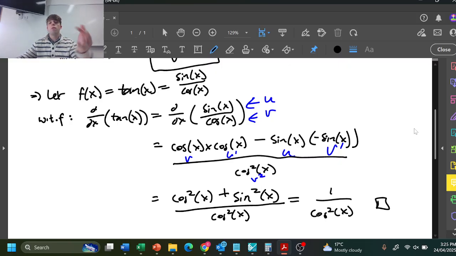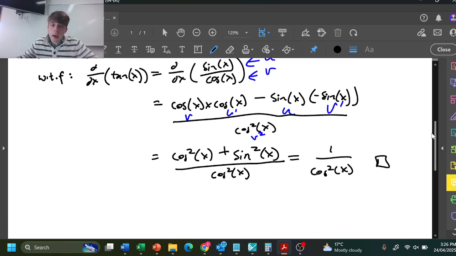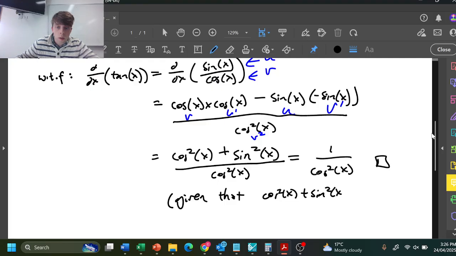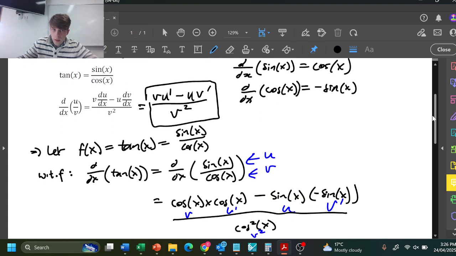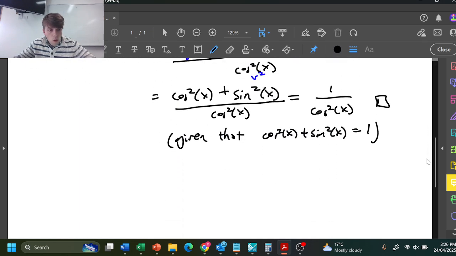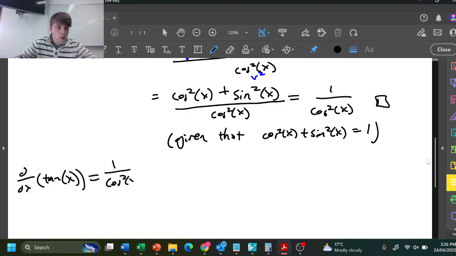So that's the objective. We've shown that the derivative of tan is equal to 1 over cosine squared x, provided that you understand what the quotient rule is, and also you know these trig identities. For example, we know that cosine squared x plus sine squared x is equal to 1. Provided we know those things, we can show this quite straightforwardly, and also provided that we know these other derivatives, which we've already looked at. Now we have shown that d dx of tan x is equal to 1 over cosine squared x.